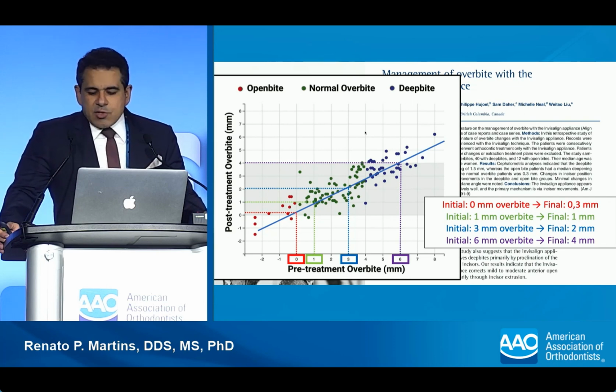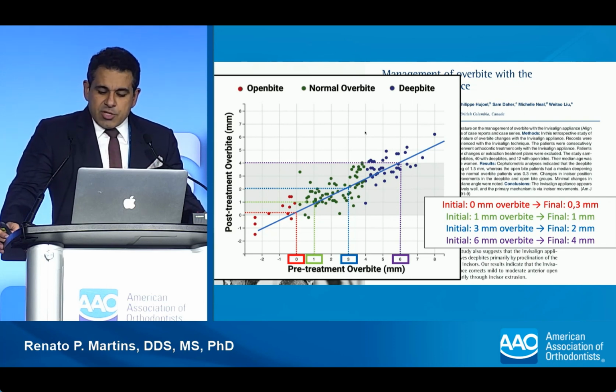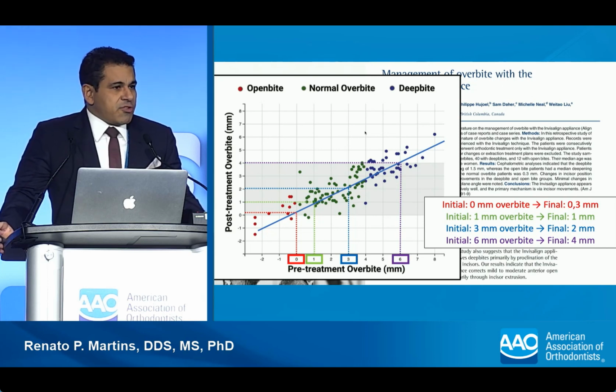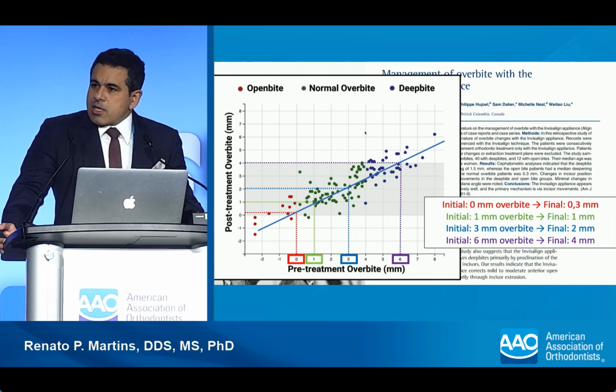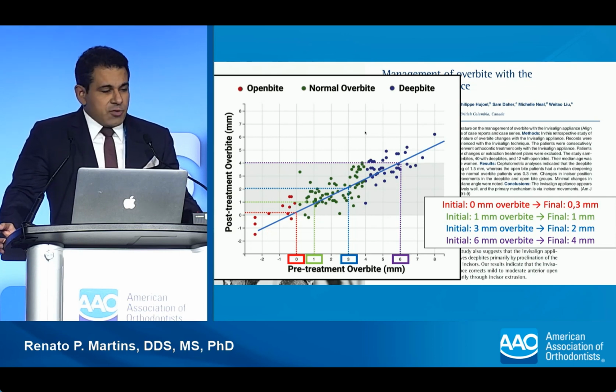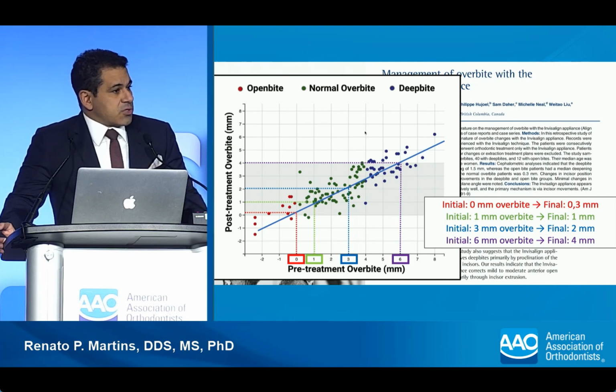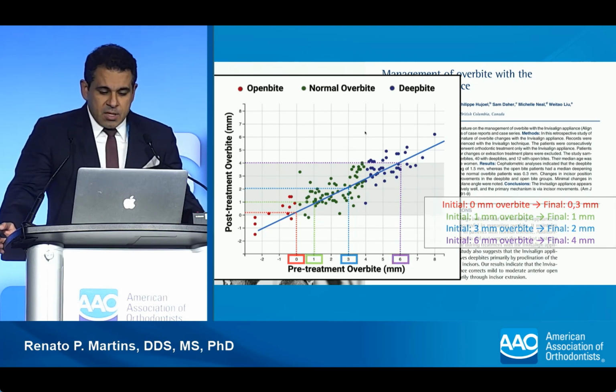So if you have a tendency to open a bite initially, your patient will finish with an open bite tendency. If your overbite is normal, you're going to finish pretty much with a normal overbite. And if your initial overbite is large, you'll finish the case with an increased overbite. This is what the clinical data shows us. It's not the opinion of anyone.